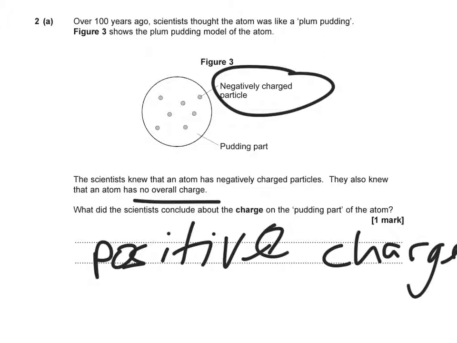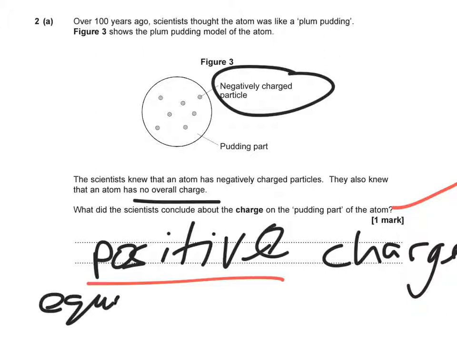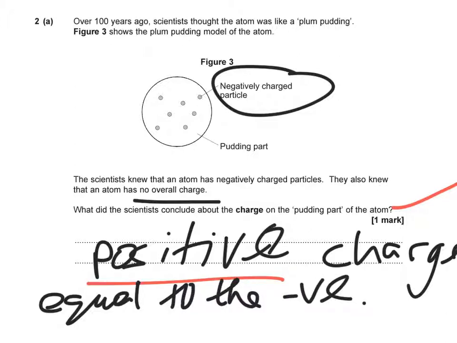The mark here is for positive, you get 1 mark. For it to have no overall charge, that positive charge must equal the negative charge. Now you don't need the equals to the negative charge to get the mark there, it's just for the positive, but that's the idea, is that the positive cloud, which is the pudding part of the model, will have an equal charge to negatively charged particles.